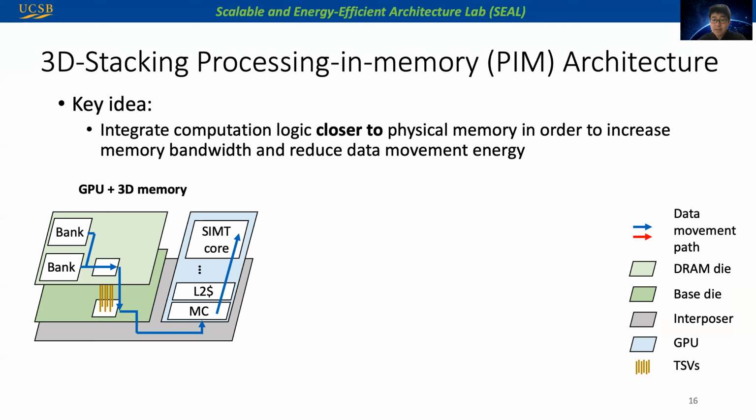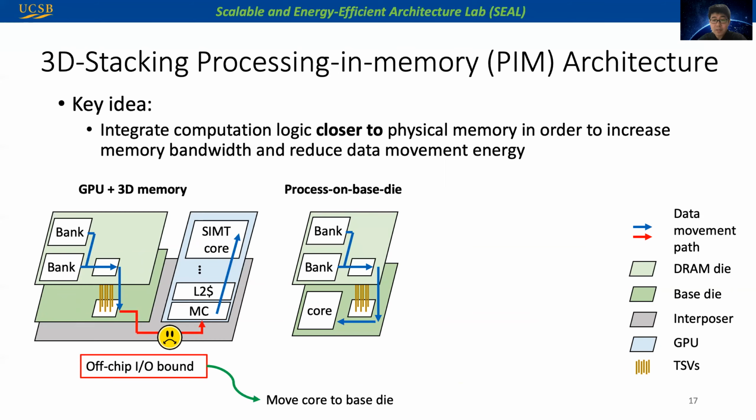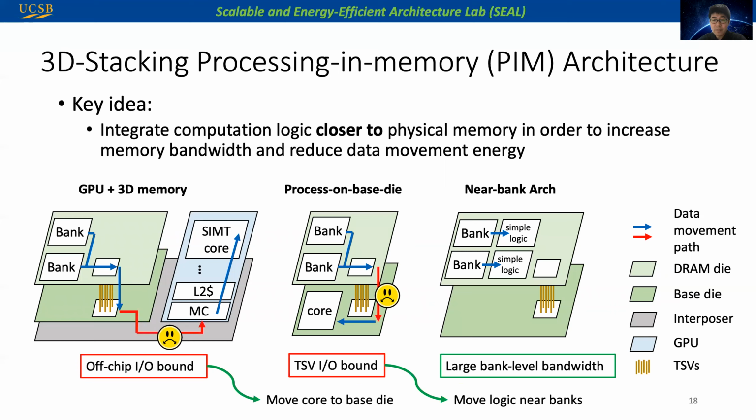For example, in the current GPU plus 3D memory configuration, data needs to travel a long distance before reaching the destination core. This is bound by off-chip IOs. Some previous work has proposed to eliminate this bound by moving computing cores onto the base logic die of the 3D stack, which we call the process-on-base-die solution. However, the process-on-base-die solution still suffers from a limited number of TSVs. Some recent work has proposed to further move the computation logic deep inside the memory hierarchy. The near-bank architecture integrates simple logic beside each bank. The bank-level bandwidth is around 10 times larger than the process-on-base-die solution.